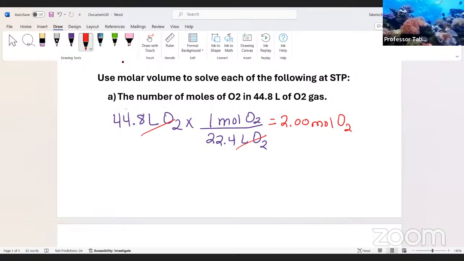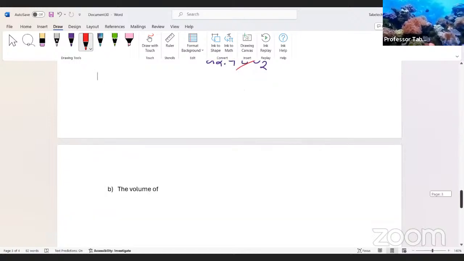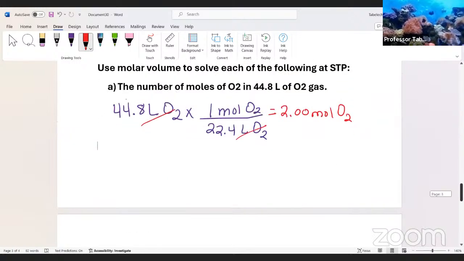And guess what? Are we done? Yes, we are. That's it. Because they wanted you to calculate the moles of oxygen in 44.8 liters, all you had to do was just divide those two. Nothing more to that particular type of problem.